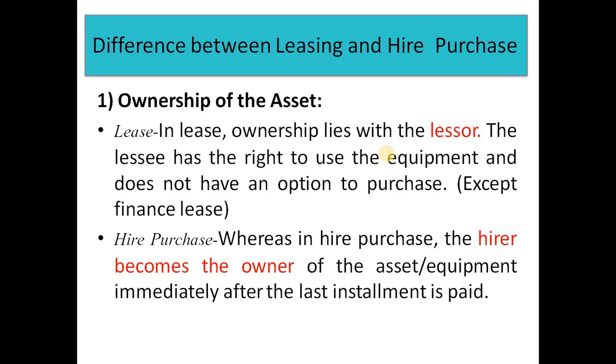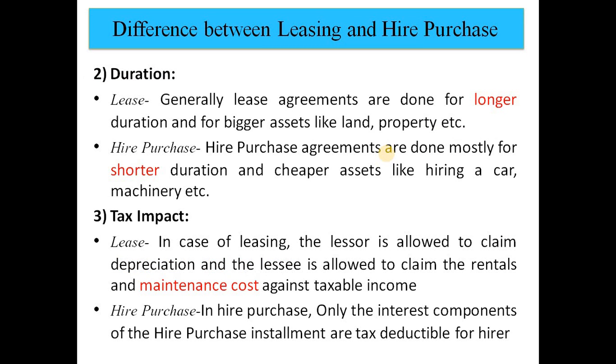Hire purchase. In case of hire purchase, the hirer becomes the owner of the asset or equipment immediately after the last installment. Here students get confused. They think that it is immediately after signing the agreement. No, not after signing the agreement. After signing the agreement, he can become the possessor of the goods. He can take the goods, he can use the goods, but he cannot become the owner. When will he become the owner? When he pays the last installment, and after paying the last installment of the entire hire purchase agreement, then he becomes the owner. I hope this point is clear. Then the next point is about duration.